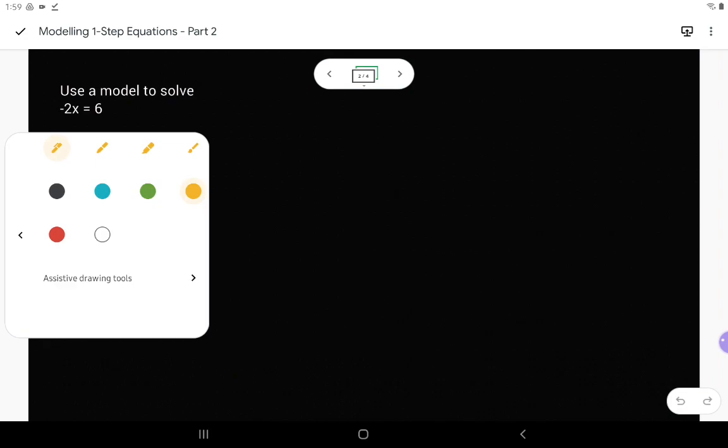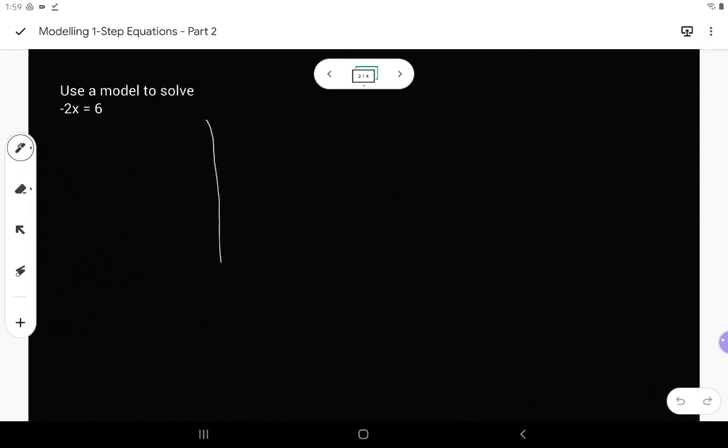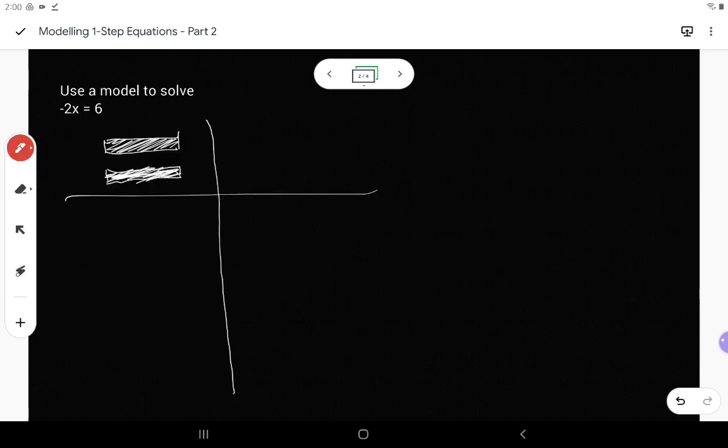Let's say I've got negative 2x is equal to 6. So this one's going to look a little bit different because now my x's, instead of being positive, are negative. But I'm still going to take my negative 1x, and then I need a second one because I need to have 2 negative x's. So I'm going to draw out my 2 negative x's. I'm still going to put them into 2 rows. And then on the other side, I'm going to organize my 6 ones into 2 equal groups.